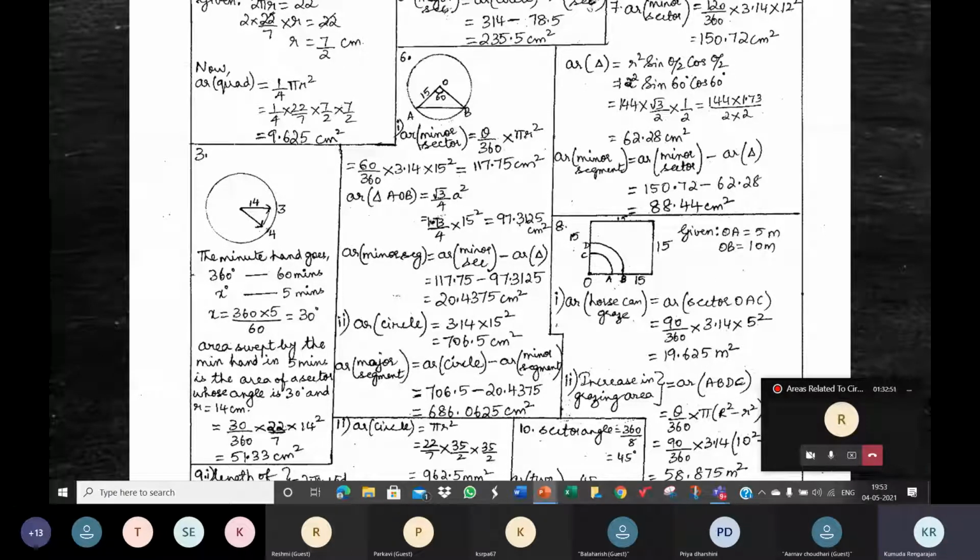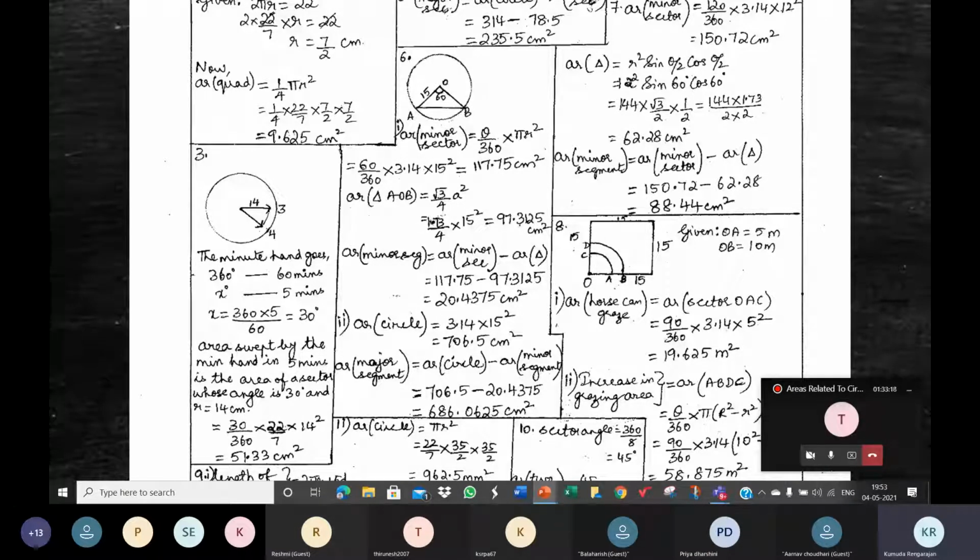Now tell me again, children, what is the minor sector here in this figure in question number 6? What is the minor sector made up of? It's triangle and the minor segment. Yeah, triangle and minor segment. What is the major segment made up of? Triangle and the major sector.